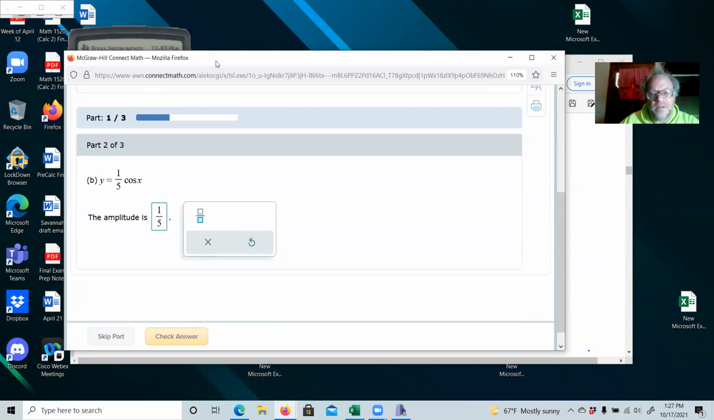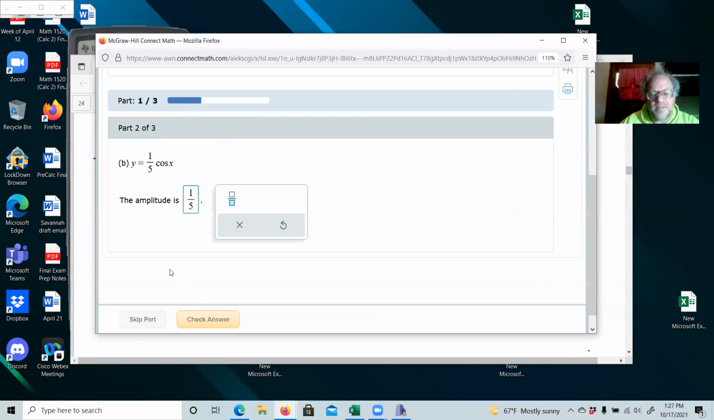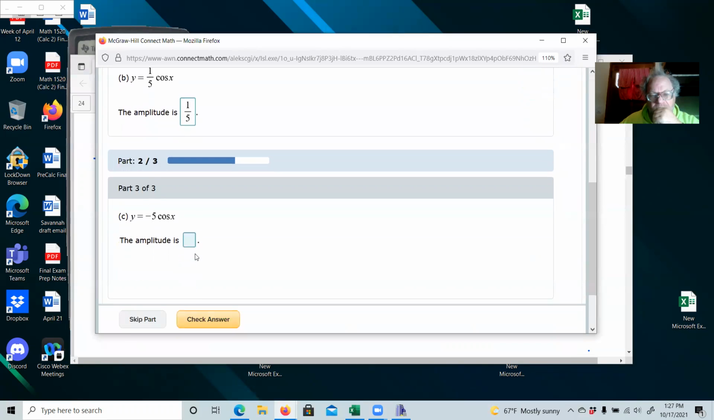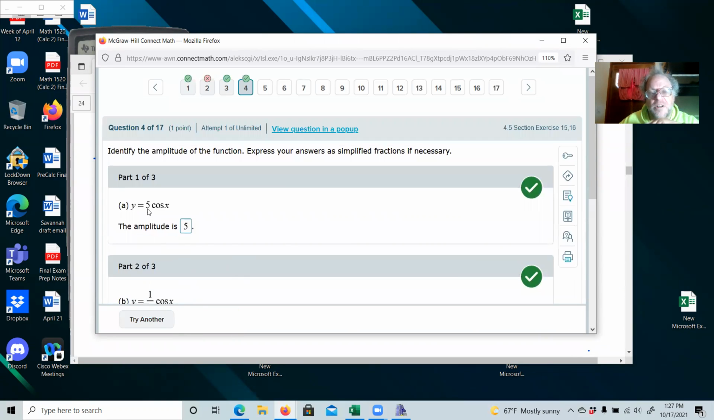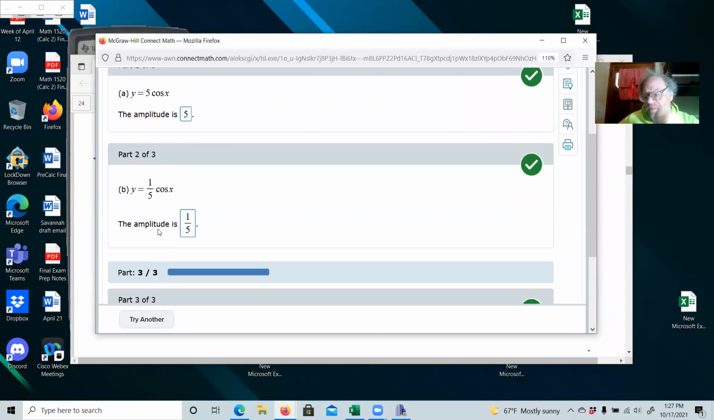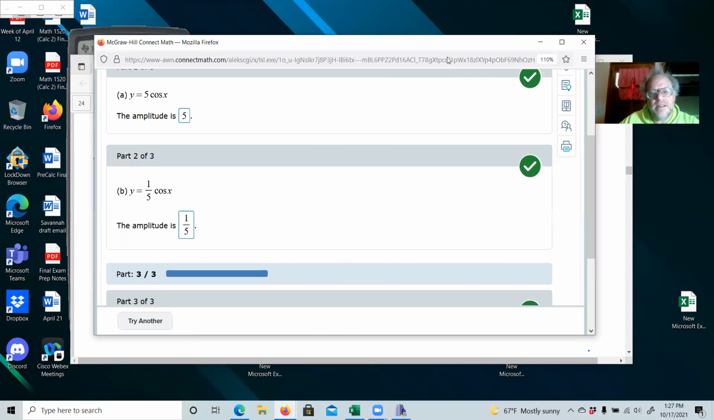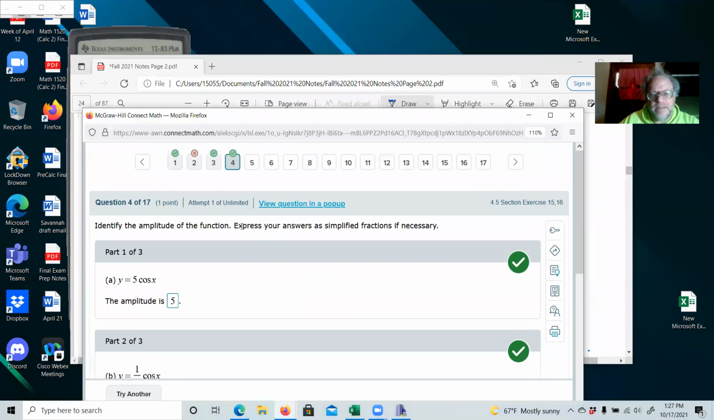See, negative doesn't matter, still 5. So whatever number is out front, that's the amplitude. If it's a negative number, we strip the negative off and make it positive. So we just take the absolute value of whatever number happens to be in front. All right, let's go ahead and move on.